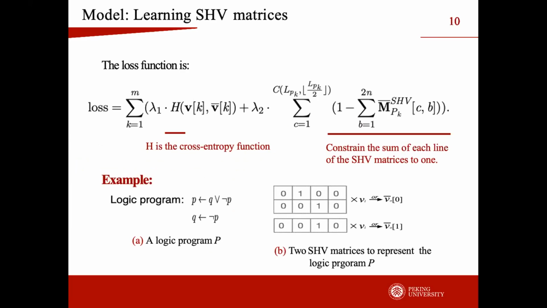There is another example to show our learning process. We can see this rule has 2 different rows in its corresponding SHV logic program. So we use 2 rows in the SH matrix.